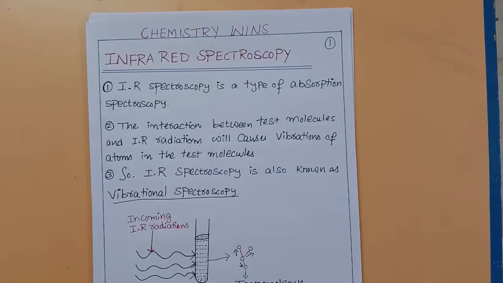So in this session, we are going to learn about infrared spectroscopy, principal applications of infrared spectroscopy. Infrared spectroscopy is a type of absorption spectroscopy. In infrared spectroscopy, the test molecules are exposed to infrared radiation and the test molecules absorb the radiation and they undergo some changes. So here there is absorption of infrared radiation, so it is called absorption spectroscopy.